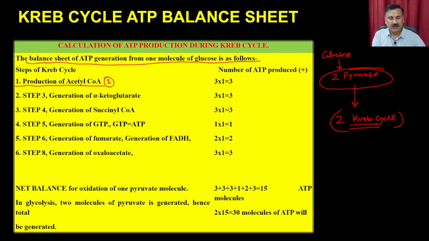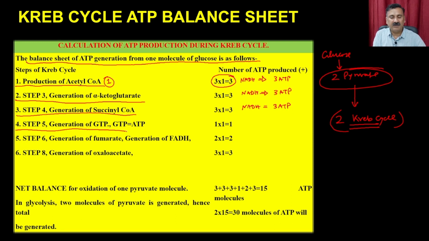In step one, where you have produced the acetyl CoA, you are going to have one molecule of NADH produced, and that is going to give you 3 ATP molecules. Then in step 3, when you have generated the alpha ketoglutarate, again one molecule of NADH is produced, and that also gives you 3 ATP molecules. Then in step 4, there will be a generation of succinyl CoA, and that also produces NADH, and that also gives you 3 molecules of ATP.